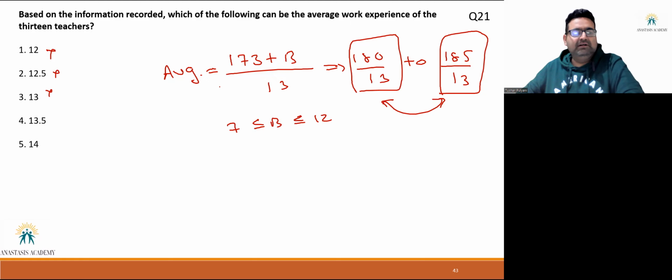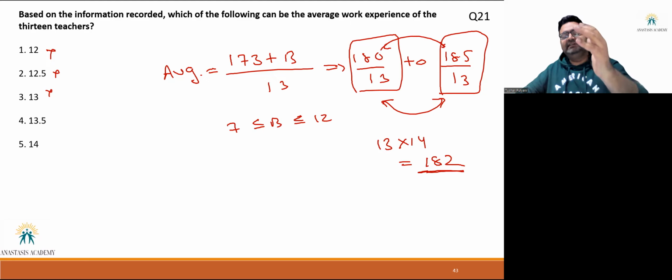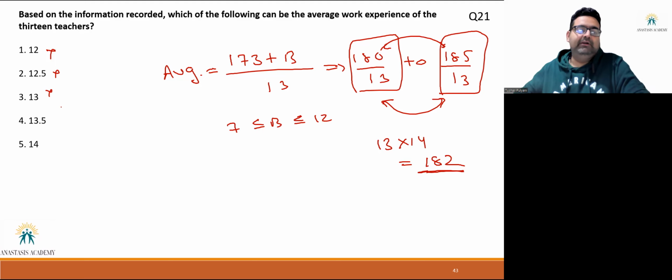13.5 still is a doubt, but if you calculate 180 by 13, it is 13.9 something. Or in fact, if you do 13 into 14, you'll find it is 182, which is very much in between 180 and 185. So 180 till 185, I had 6 possible values. One of them will be 182 by 13, which is 14.